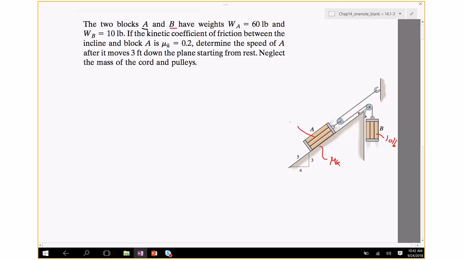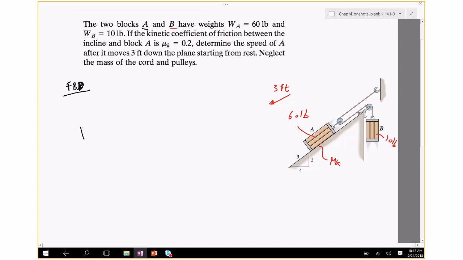3 feet down the plane starting from rest. 60. Neglect the mass of the coordinate pulleys. Okay, so A is moving down by 3 feet. Okay, let's set up the equations of motion. Before that, let's set up the free body diagram.